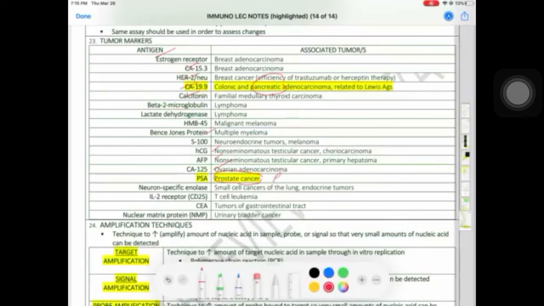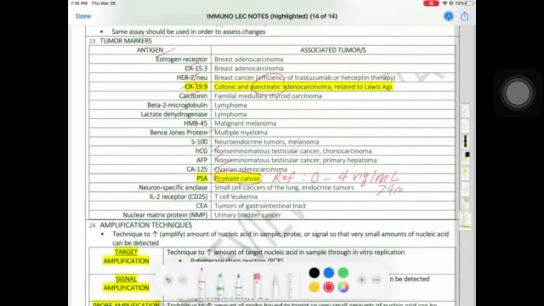For PSA, anong reference range po nito? 0 to 4 nanogram per ml. So, after removal of the prostate, dapat ang PSA 0. Tapos, after a month, over 4 nanograms pa rin, so that is an indication of a possible recurrence.